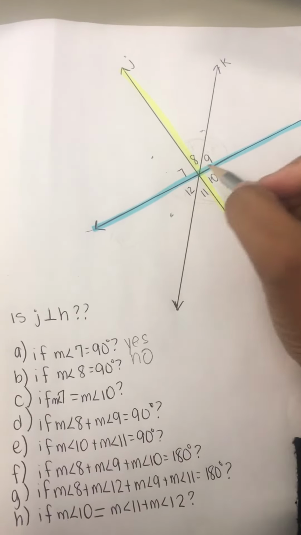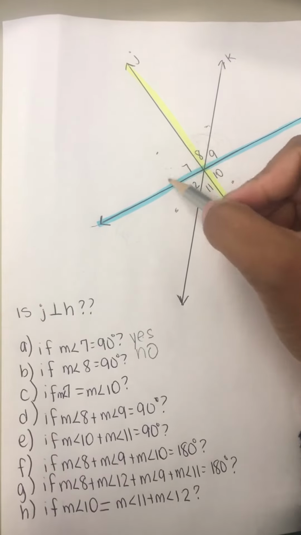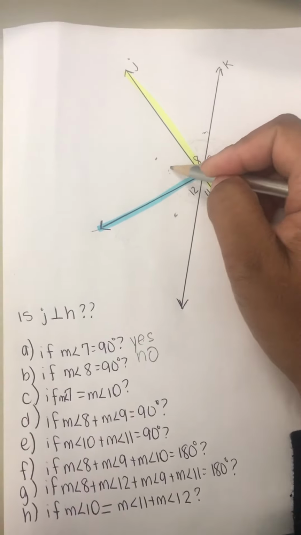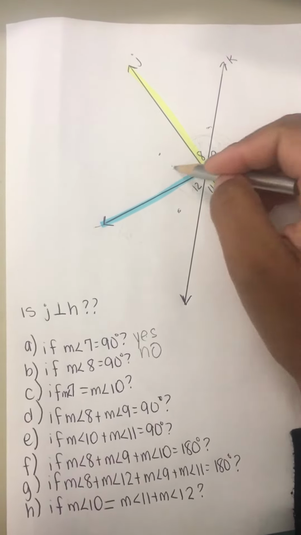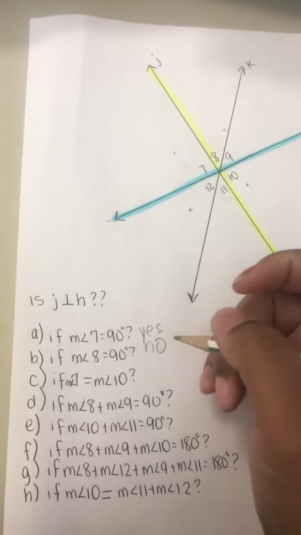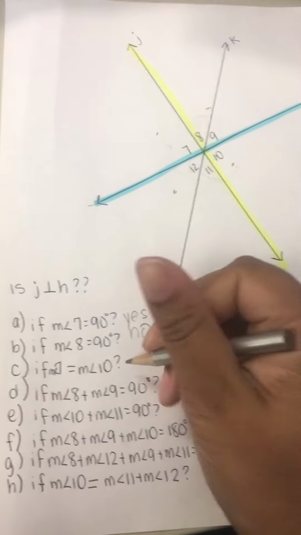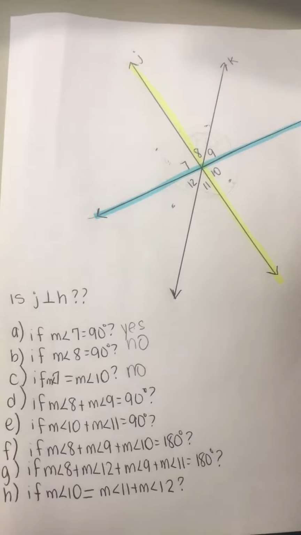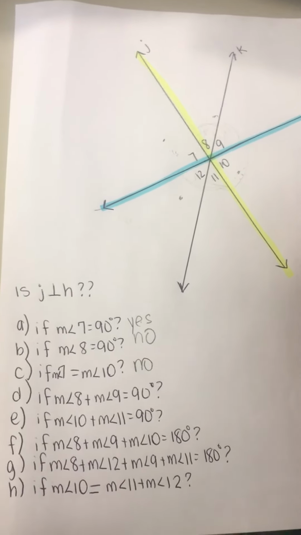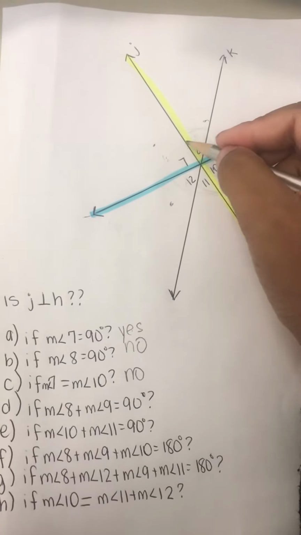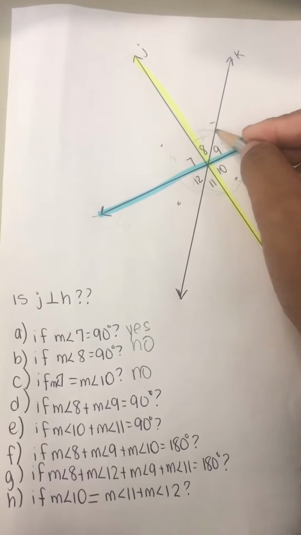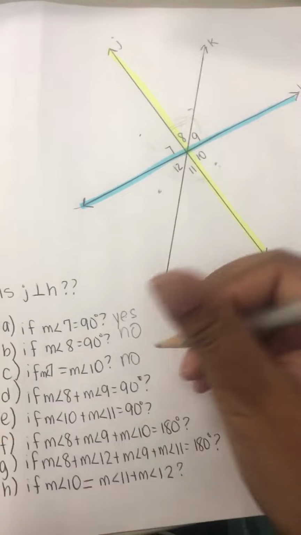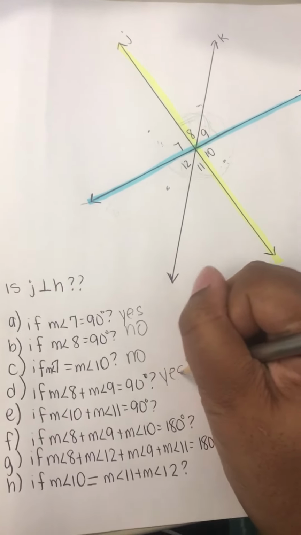If 7 was equal to 10, that's not enough information, because this could be 100 and this could be 100. This could be 200, this could be 200. Not enough information to know if it's 90 or not, so that's a no. If the measure of 8 plus 9 was 90, so these two together, if they're 90, create a nice box. And we intersect and we create a nice box. So that's enough information for perpendicular.